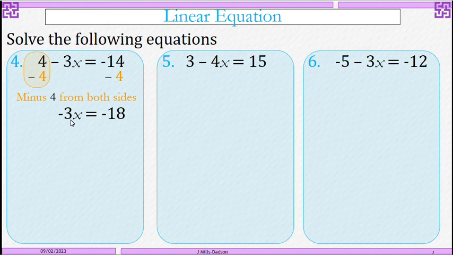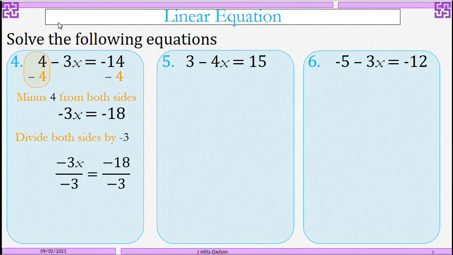So if you want to get rid of times by negative 3, the reverse is to divide both sides by negative 3. Now, negative 3 divided by negative 3 is 1. So you can cross that off. So you have x equals negative 18 over negative 3. And negative divided by negative is positive. So your answer now becomes x is equal to 6.